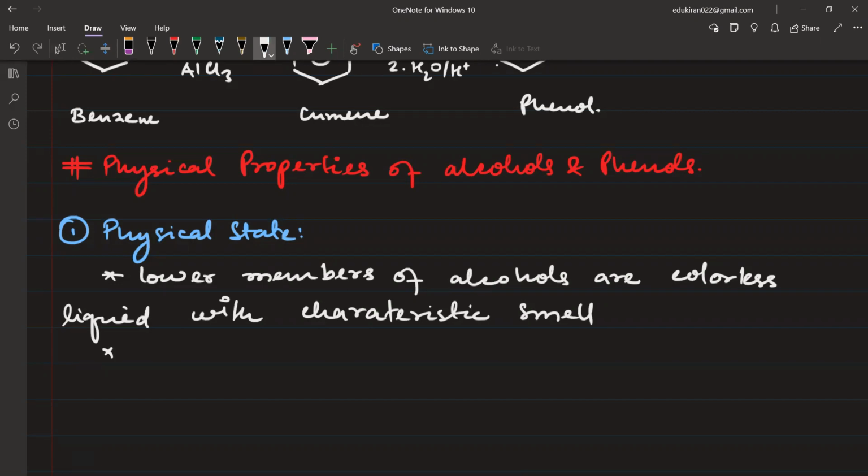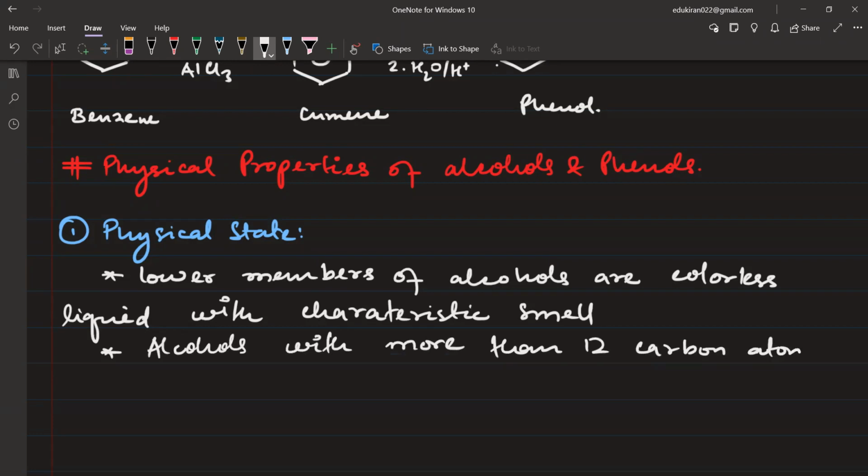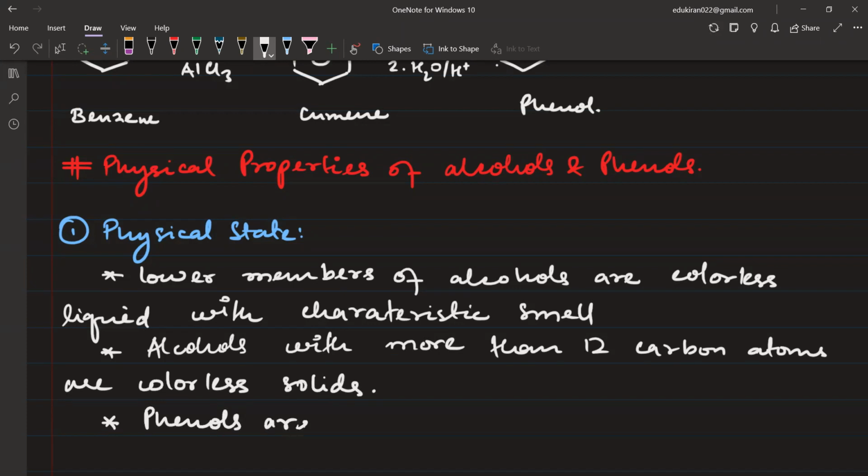Right, next. Alcohols with more than 12 carbon atoms are colorless solids. Right, next. Phenols are crystalline solids.